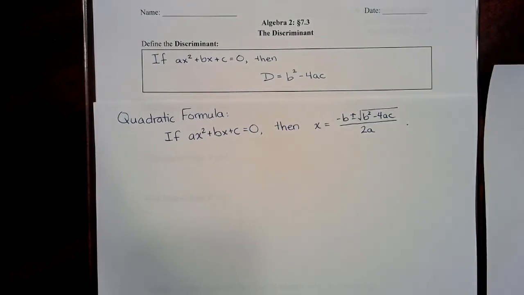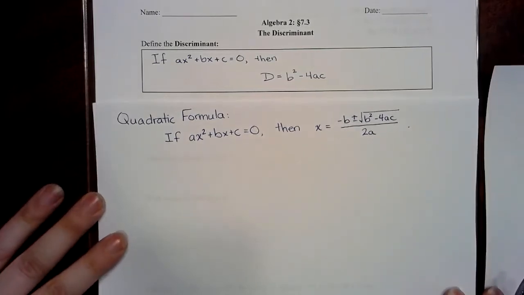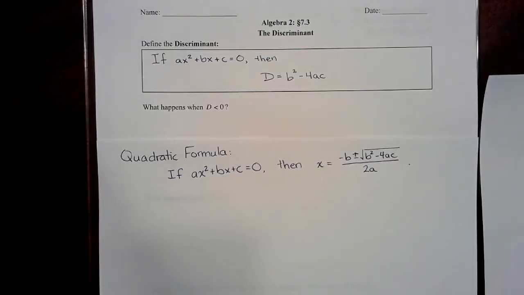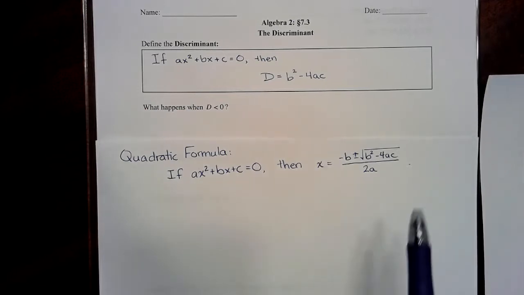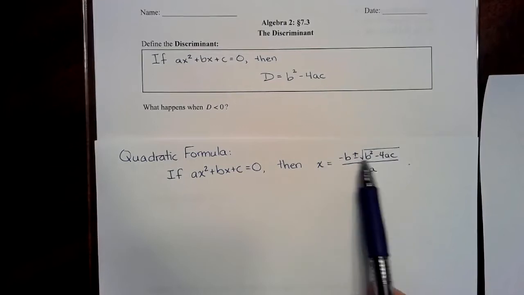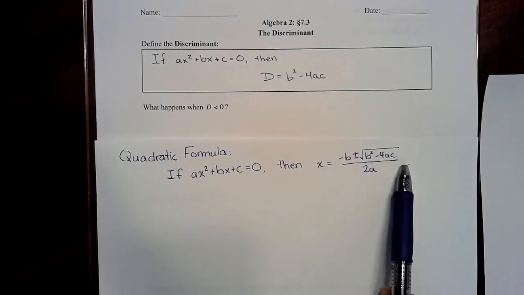So why is this discriminant a useful quantity? Let's talk about what happens in various cases. If this discriminant is less than 0, if it's negative, then underneath the square root we have a negative number. So our answers are not going to be real.